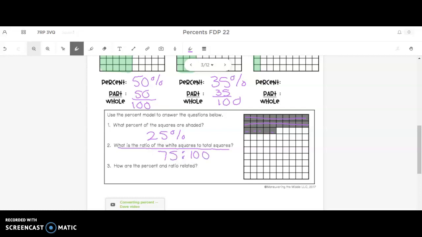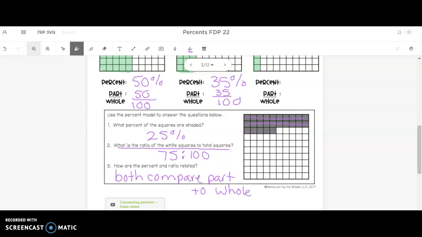How are percent and ratio related? I just need you to know that they both compare part to whole. That's all.